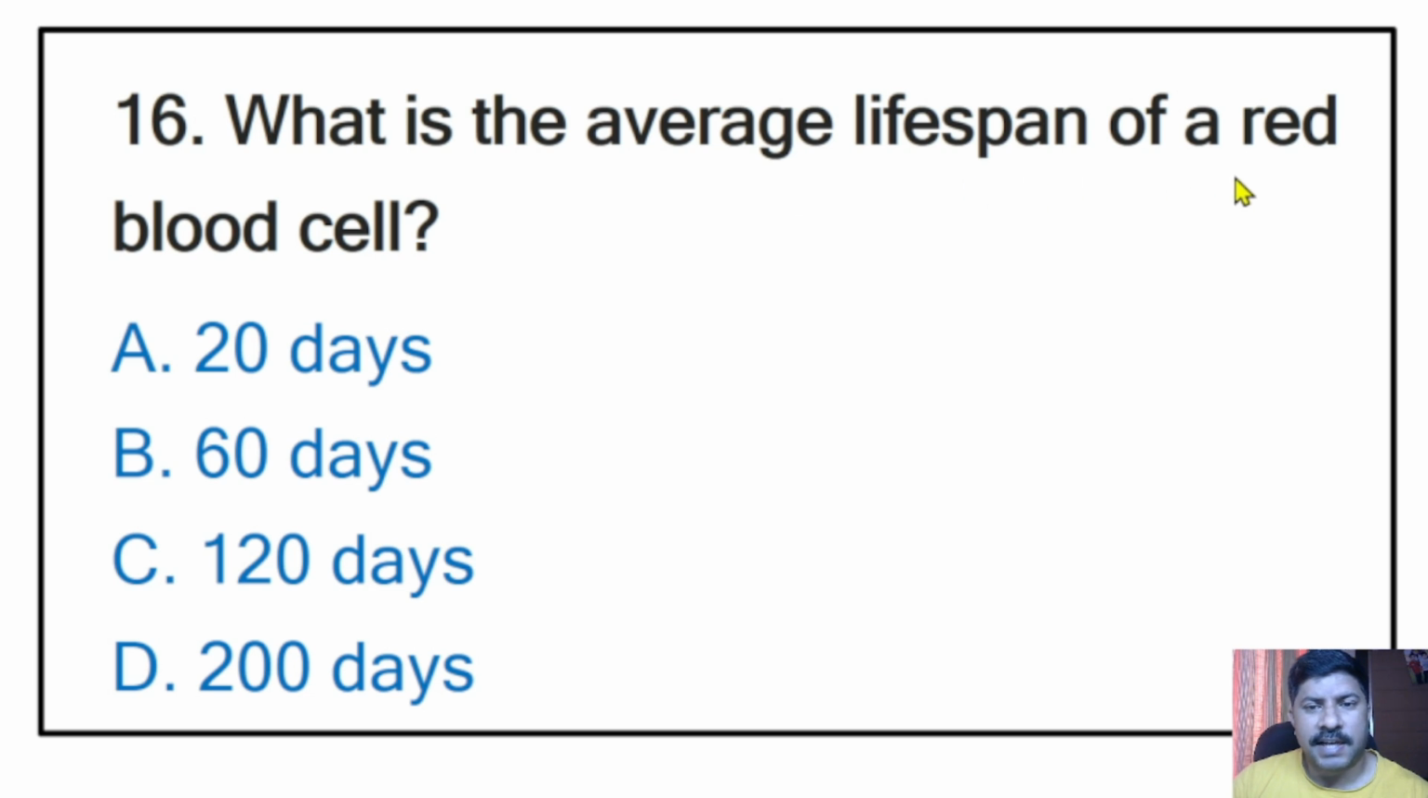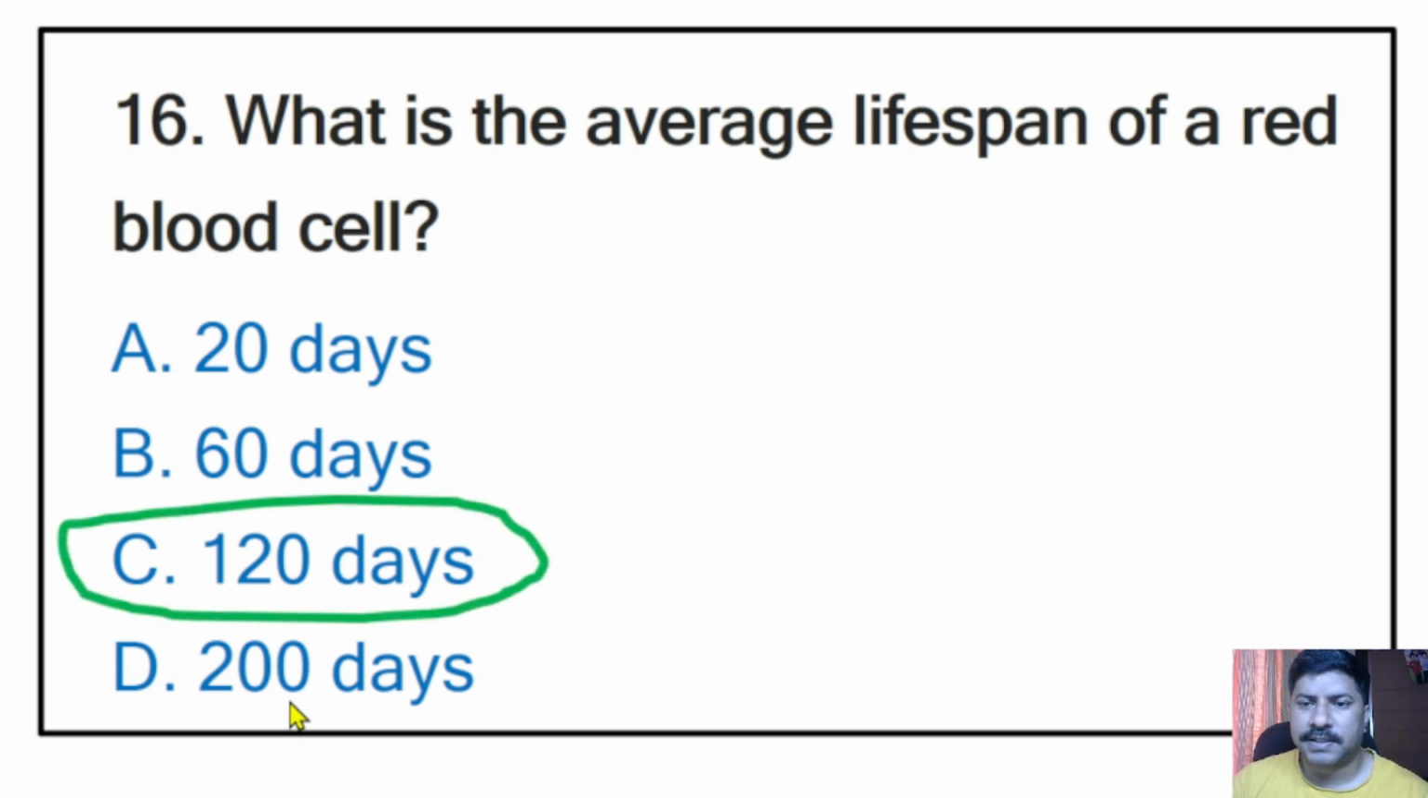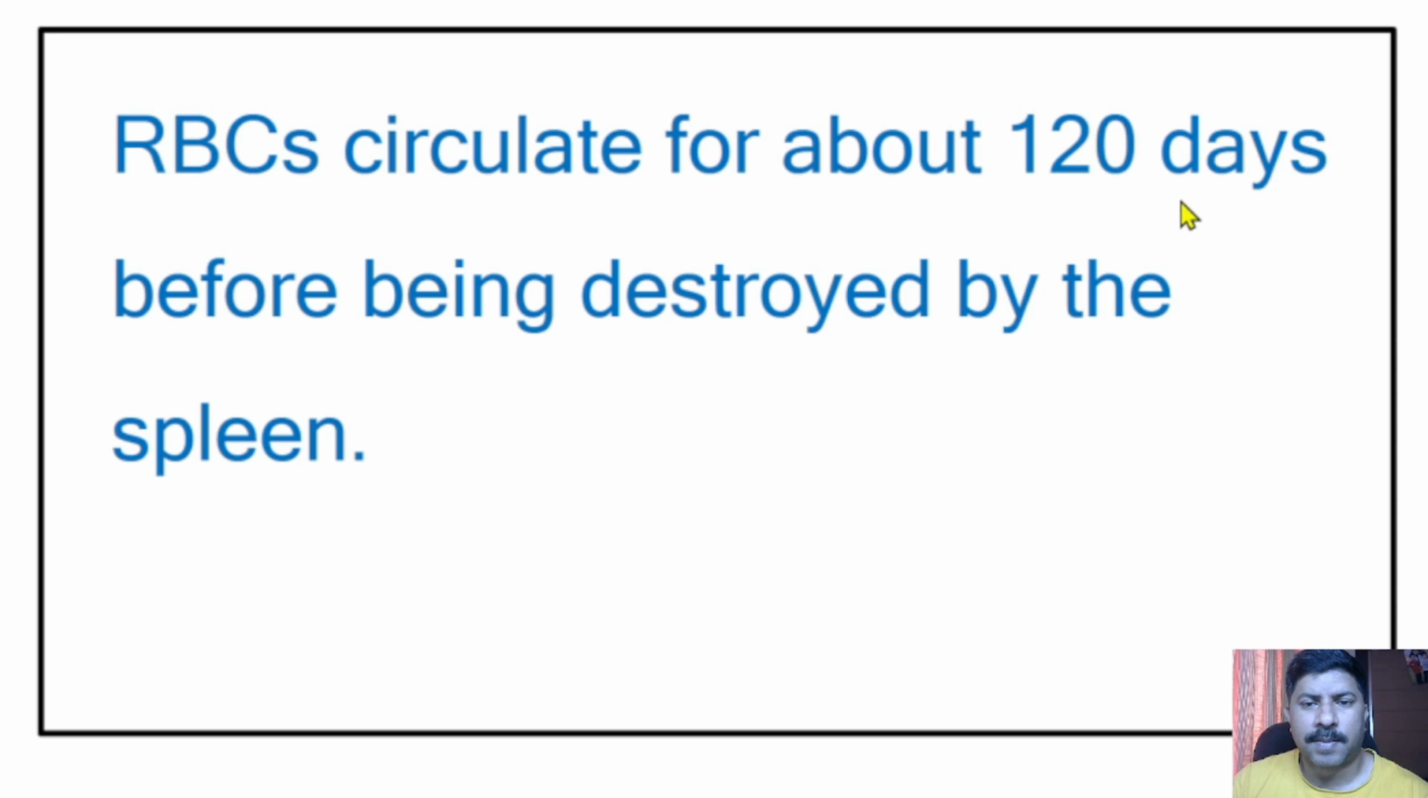What is the average lifespan of red blood cells? 20 days, 60 days, 120 days, 200 days. The correct answer, 120 days. RBCs circulate for about 120 days before being destroyed by the spleen.